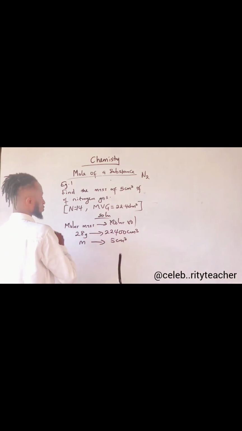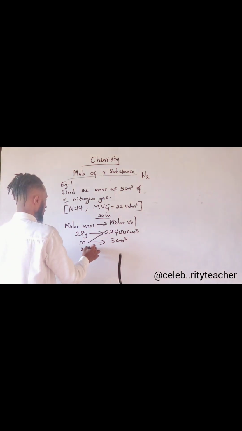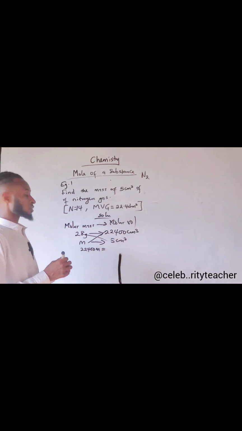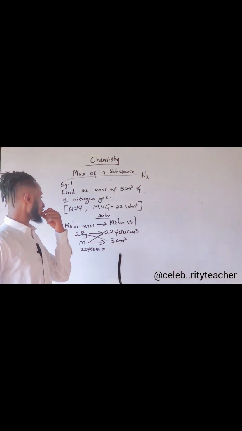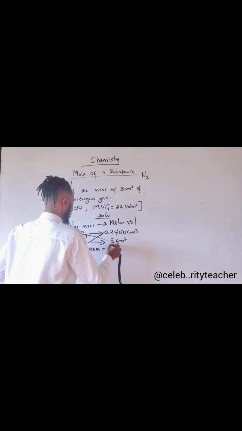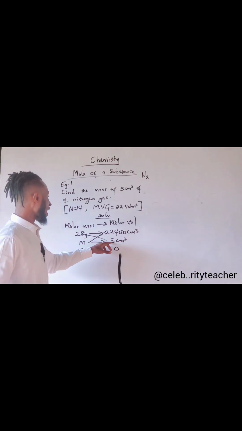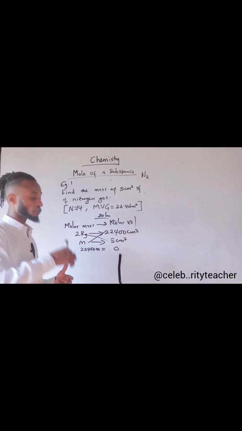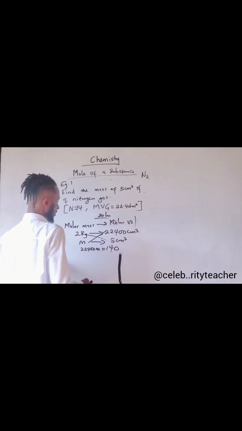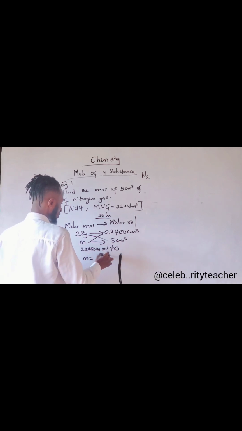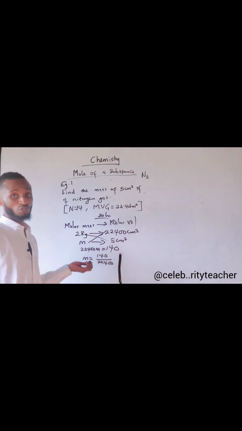So you are going to cross multiply. This times this is going to give you 22,400 m equal to 5 times 28. So 5 times 8 is going to give you 40. You write 0, you carry 4. Then 5 times 2 is going to give you 10 plus 4, that's 14. So you have something like this. Your mass is going to be equal to 140 over 22,400. So it's just as simple as this.